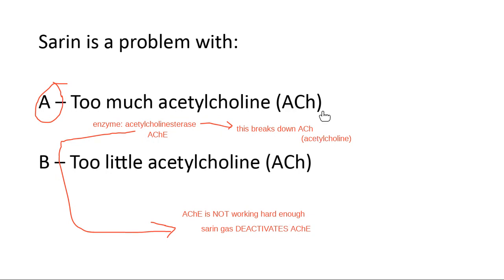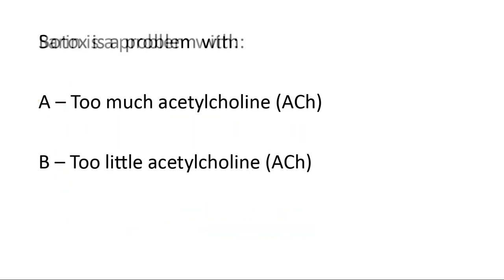So think of that as an echo. Like I said, we hear the same message too many times, and we respond to it every single time. That's the problem with sarin gas. When we talk about Botox, was Botox an issue with too much or too little acetylcholine? What was going on with Botox? Yeah, exactly. Botox is the opposite end of the spectrum here. So Botox is an issue with too little acetylcholine.